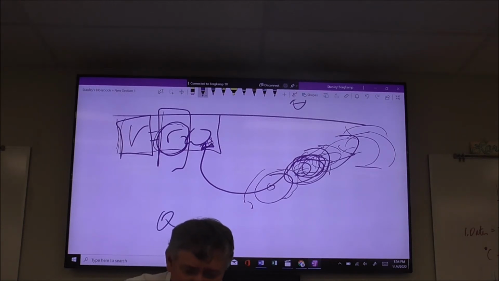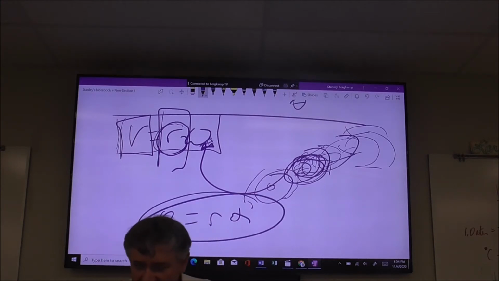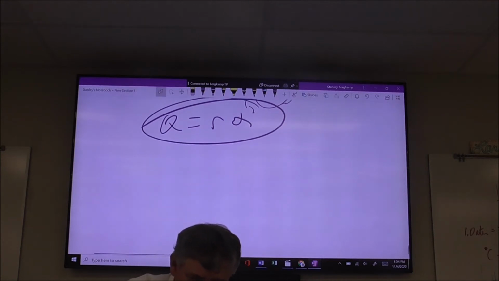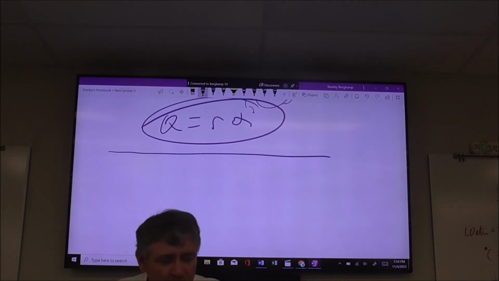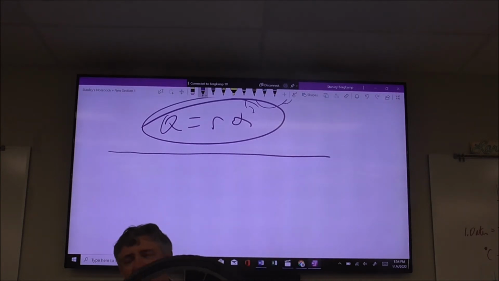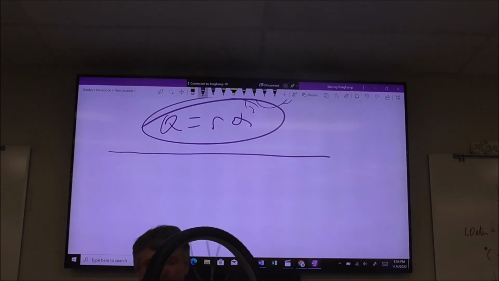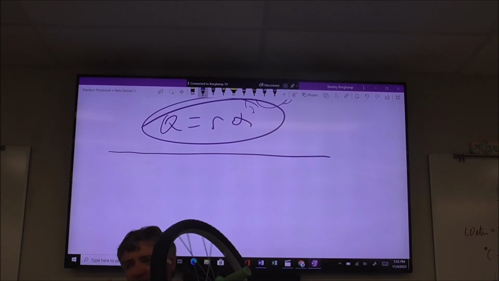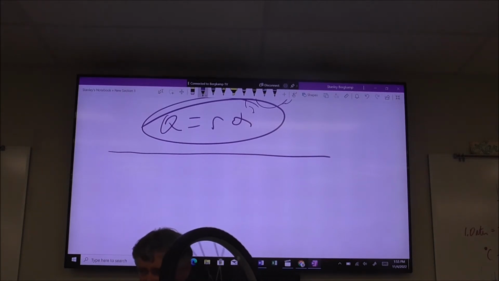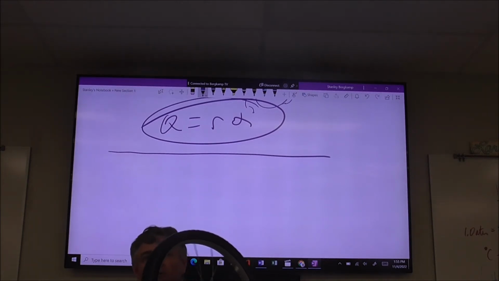And then you have the same thing, a equals R alpha. Now, let's talk terminology. When you get into angular motion, you've got to be solid on the vocabulary. So let's look at a couple of different situations. I'm going to get this thing spinning. Which point has the greater angular velocity in radians per second? A point closer to the center, a point further to the outside, or is it the same?